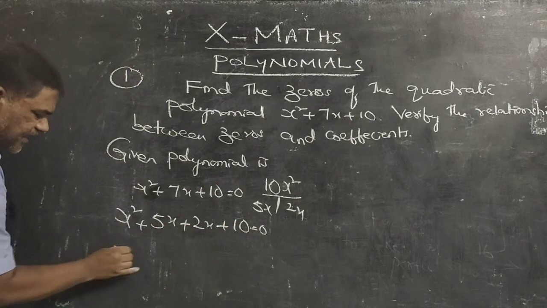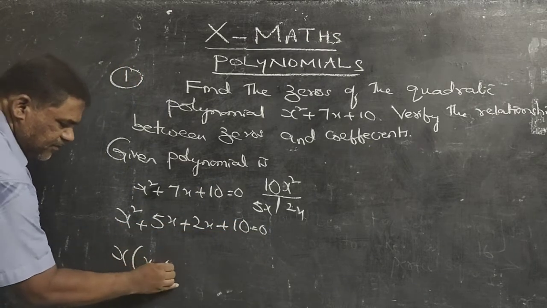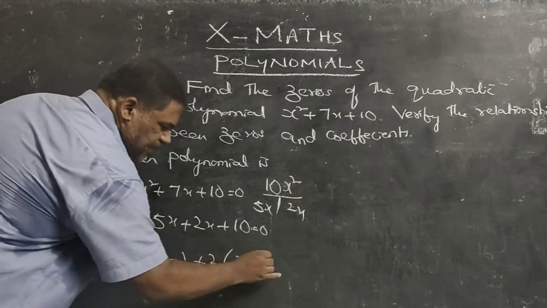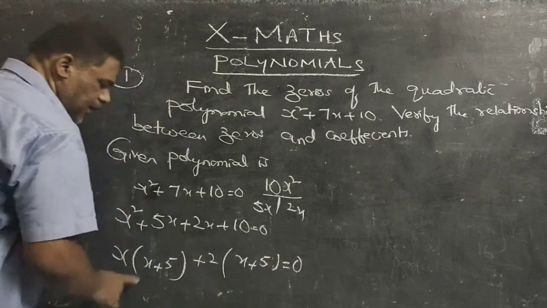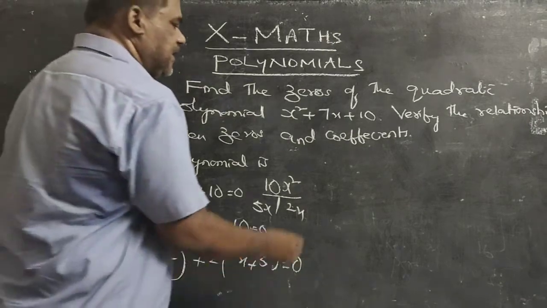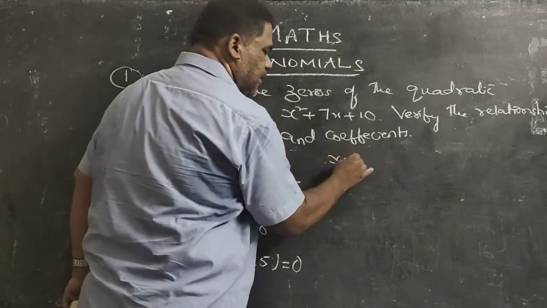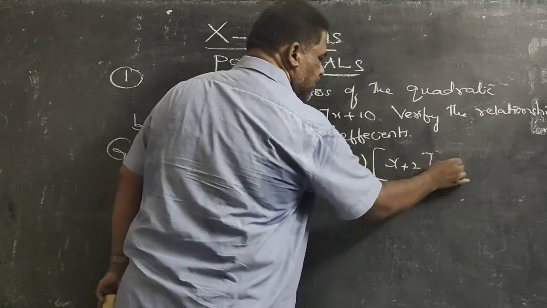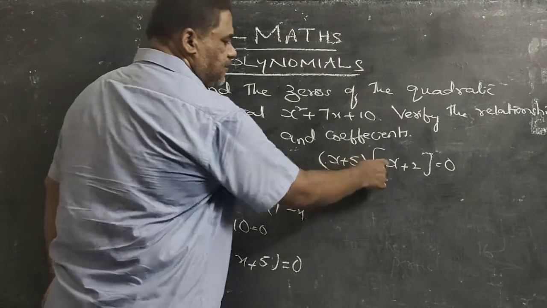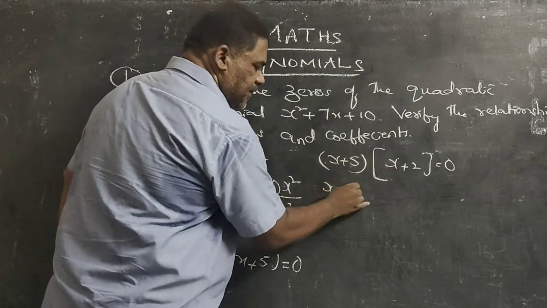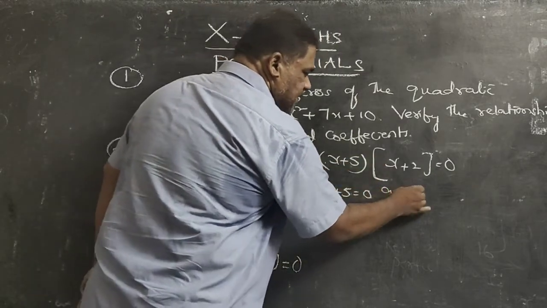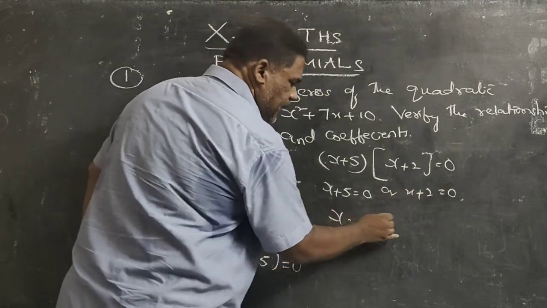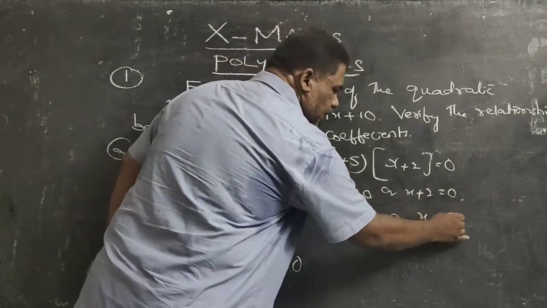Here we have to take x common, x plus 5. Here we take 2 common, again we will get x plus 5. Now in both x plus 5 is there, let us take x plus 5 as common. So inside we will get x plus 2. Product of two numbers 0, either first one is 0 or second one is 0. So we will get x is equal to minus 5 or x is equal to minus 2.